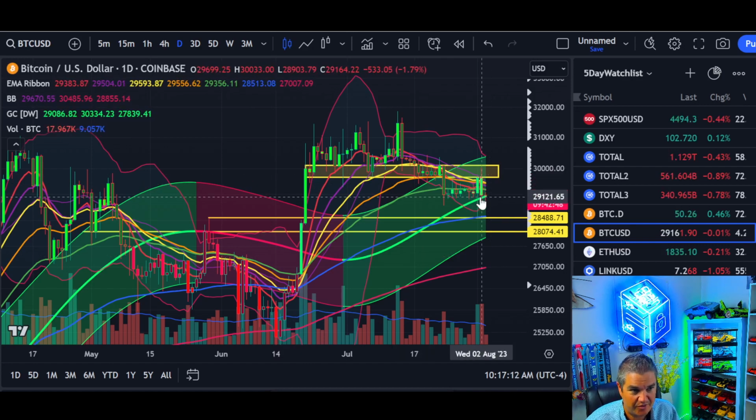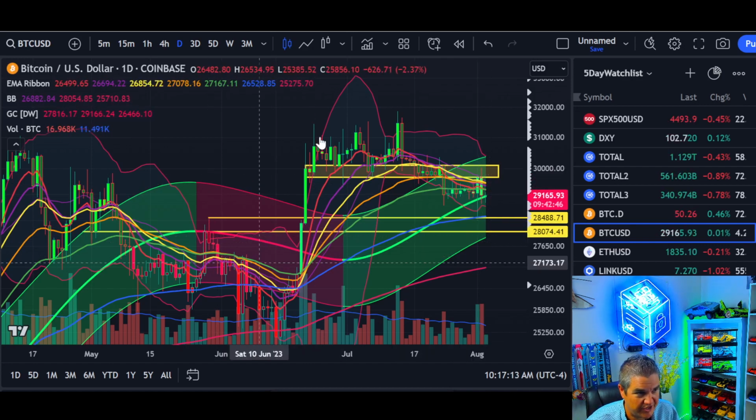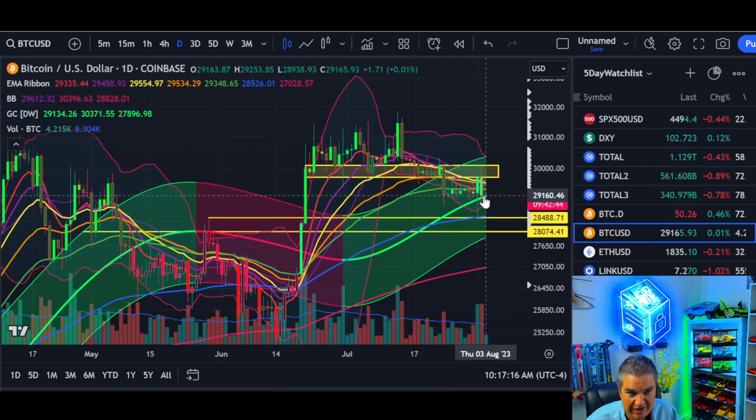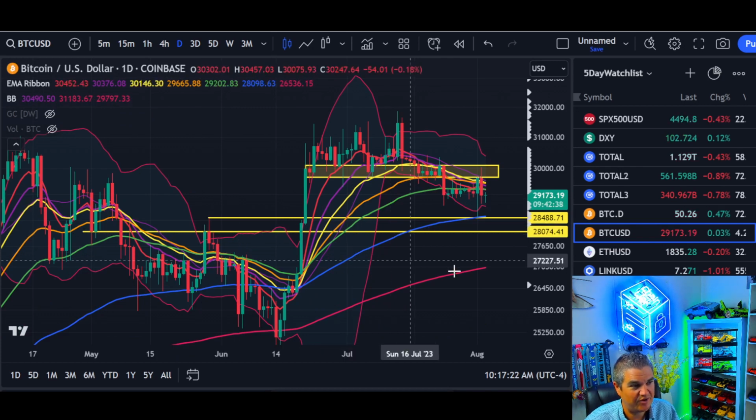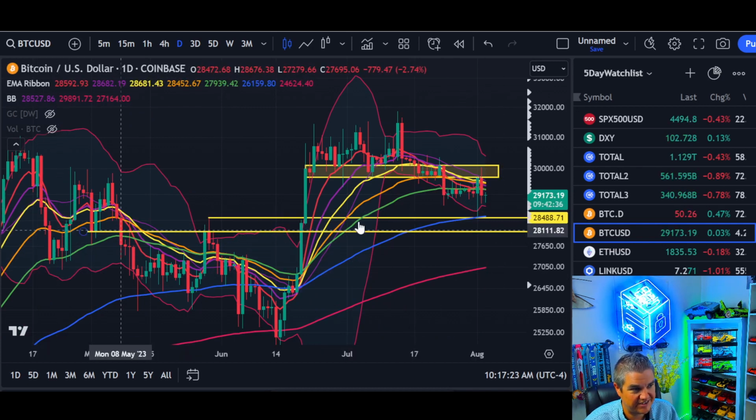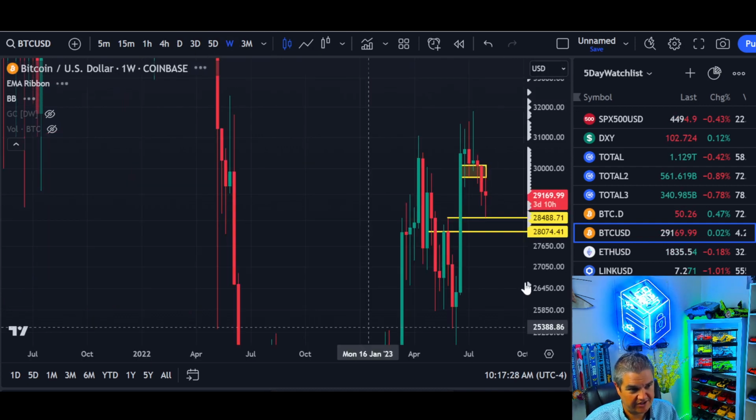Gaussian channel support, previous resistance, break above it. Now support, median line. Yeah, pretty big stuff. So you don't have to make it overly complex here. This is pretty simple support and resistance stuff. So now let's go to the weekly.